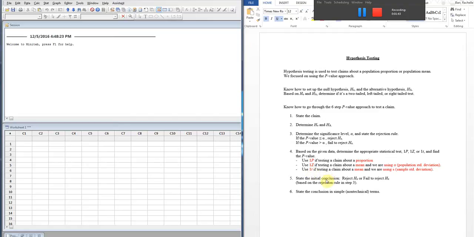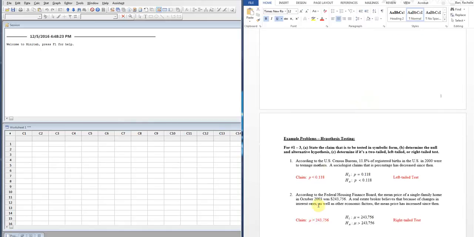And then we're going to make our initial conclusion and then state our conclusion. This is usually called the decision step, which is step 5, and then step 6 is technically your full-on conclusion that you would share with your coworkers if you were their stats guy or girl.